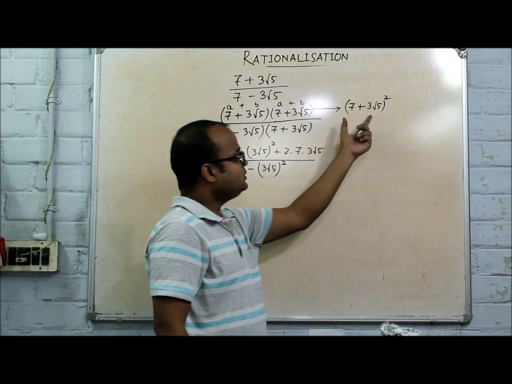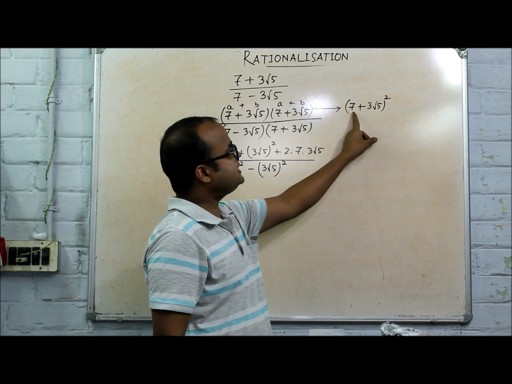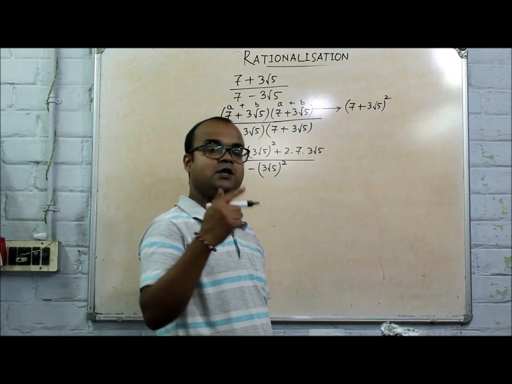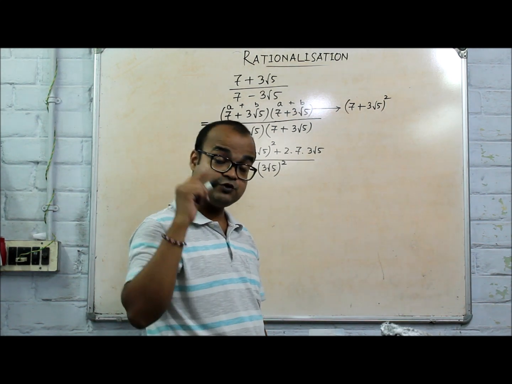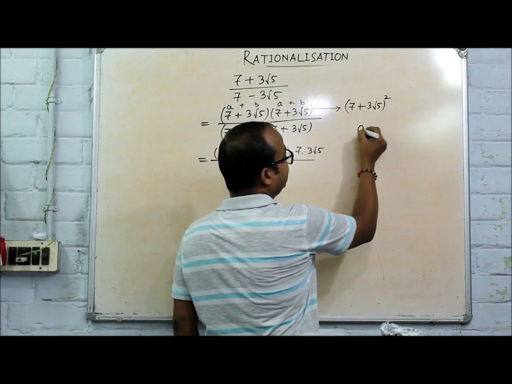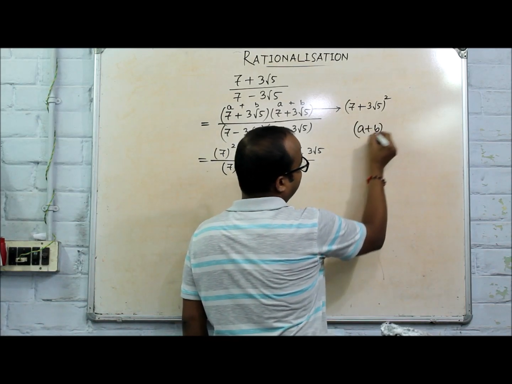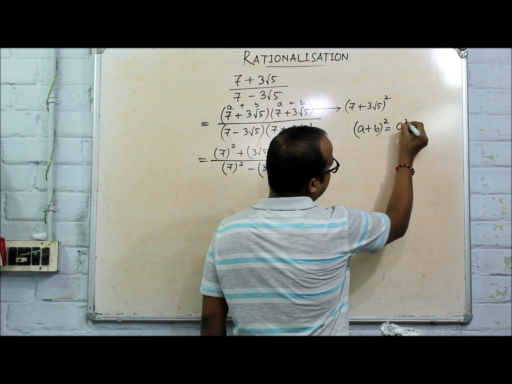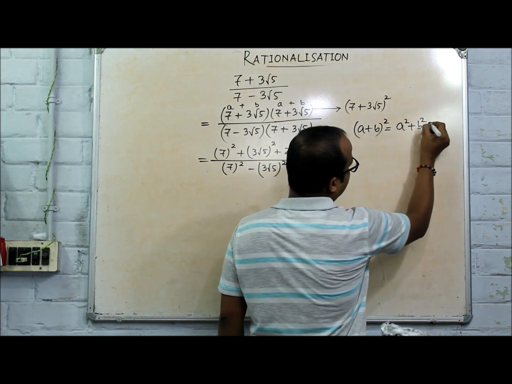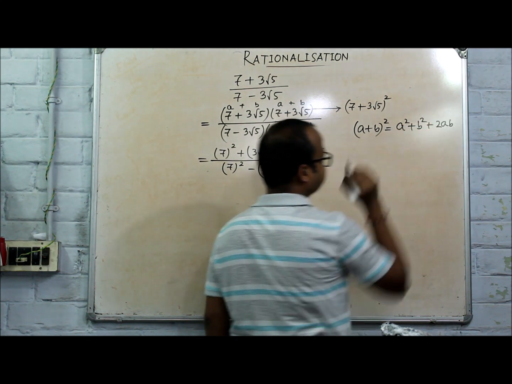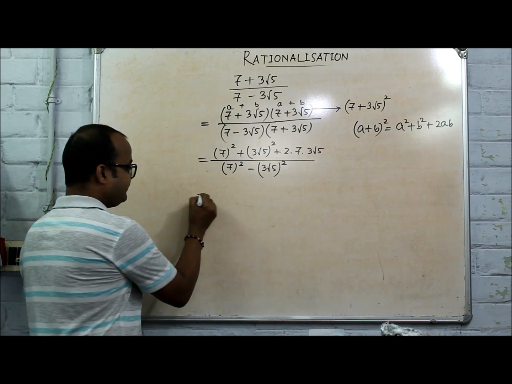Sometimes a common mistake happens: students apply (a plus b) square as a square plus b square. We need to apply the formula of (a plus b) square, that is a square plus b square plus 2ab. Now we simplify this one.